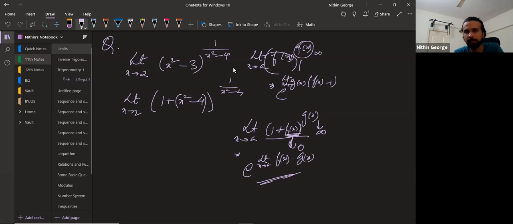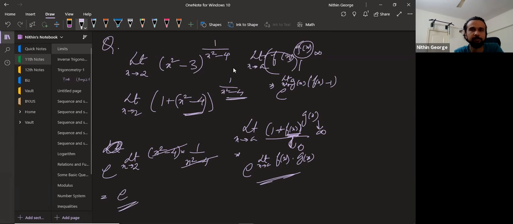So here, this is what I converted to 1 plus f of x into g of x. This is tending to 0 and this is tending to infinity. So I'll write this as e power limit x tends to 2 f of x into g of x. F of x is x square minus 4 and g of x is 1 by x square minus 4. And as x tends to 2, you can cancel them out because you're not putting the value 2 there. You're putting a value very close to 2. Then it becomes e power 1, which is e itself.